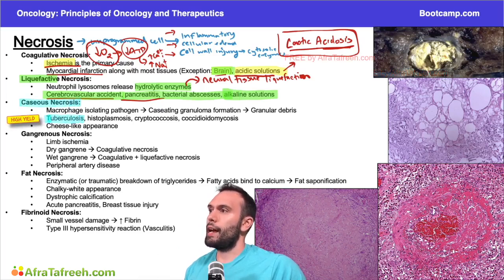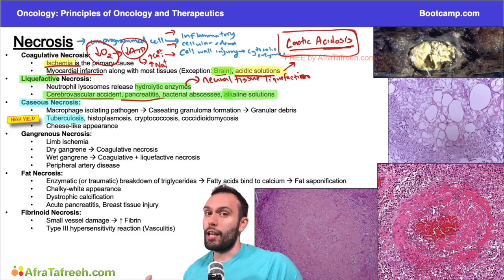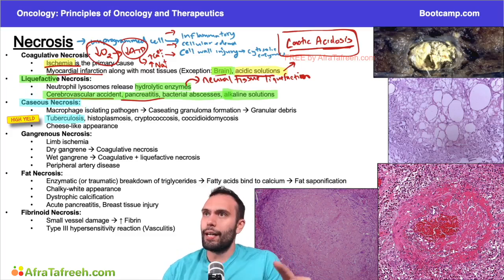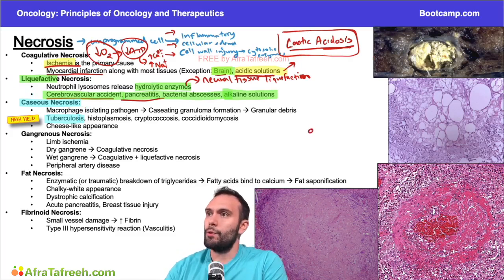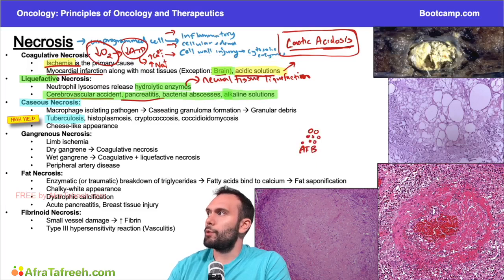Okay, that's probably the highest yield one on here. Essentially, caseous necrosis is really just a type of coagulative necrosis. We talked about this a little bit in the immunology section, but essentially what happens is if you have a bunch of, these are my acid-fast bacilli, I'll just put AFB here. So this is your tuberculous pathogen.